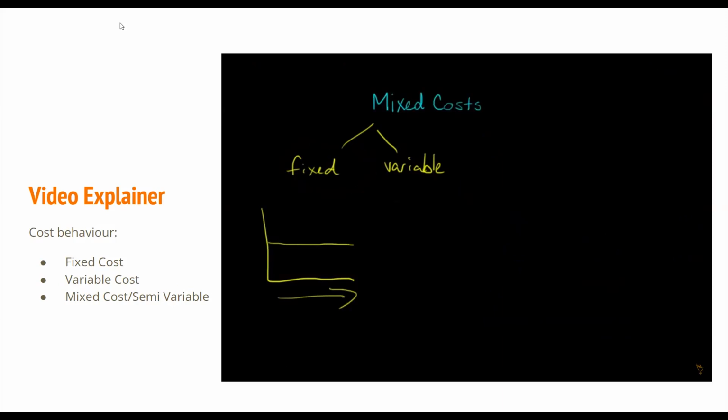When we think about variable costs, they're actually increasing. So just plot this out. They're increasing as we produce more units. As the activity level changes, the cost goes up.